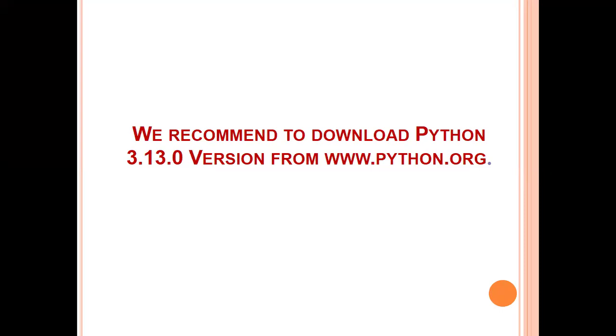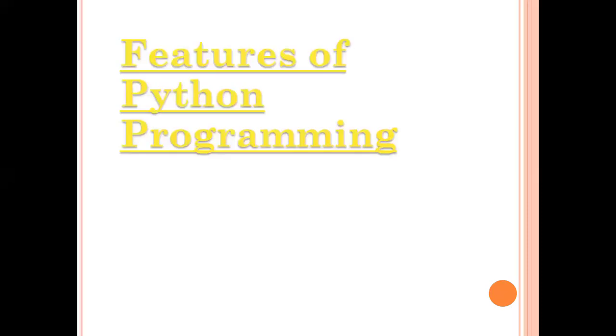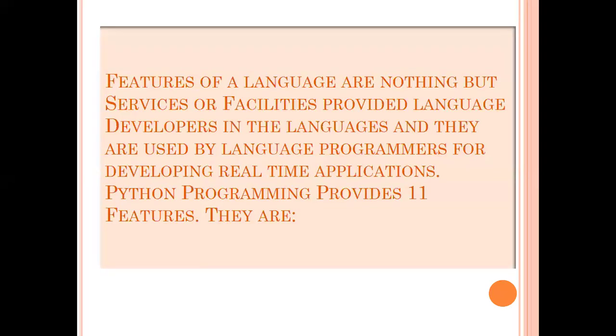As discussed, it has 11 features. The features of Python are... Features are what? First of all, we need to understand. Features of a language are nothing but services or facilities provided by the language developers in the language and used by the language programmers.